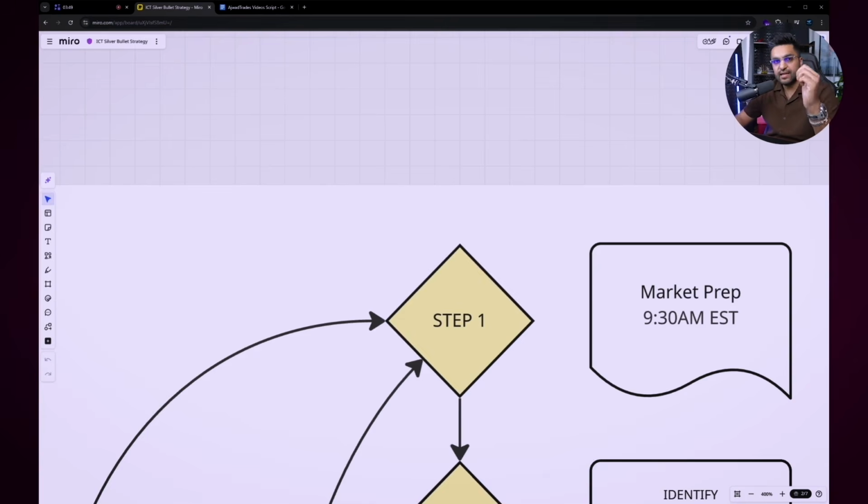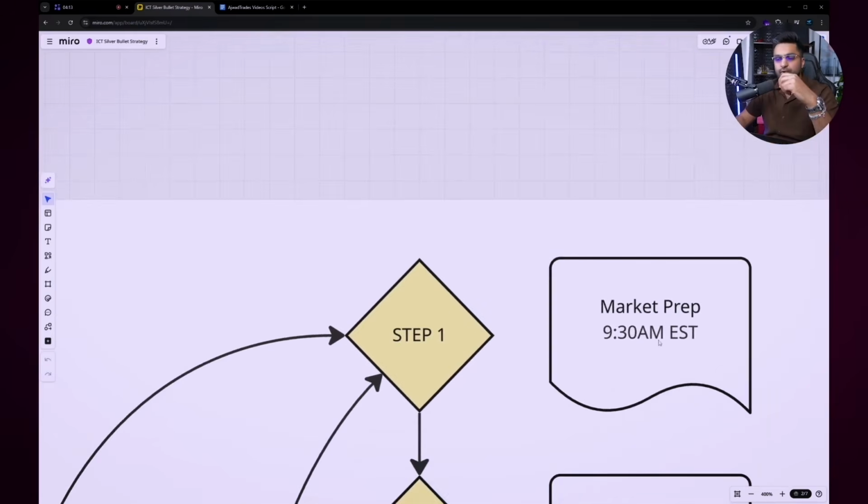So at 9:30 a.m., the very first thing you're going to do is prepare for the market analysis. You're going to start your analysis at 9:30 a.m. Not before that, not after that. You don't need to sit at 8 a.m. in the morning to go through all the charts. 9:30 is the time when you want to open your charts and do the analysis.